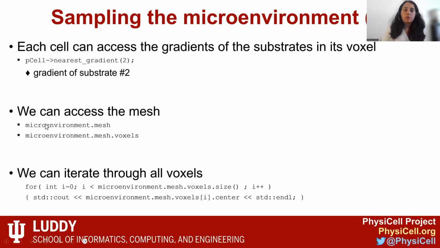We can access the mesh. We can access the voxels of the mesh. So suppose you have a particular application where you want to add something in all the voxels at some point in the simulation. What we can do is iterate over all voxels in the mesh, and you can change something there, you can add something there. For example, at some point in the simulation, you want to add a drug to some voxels in the system, you can do that.